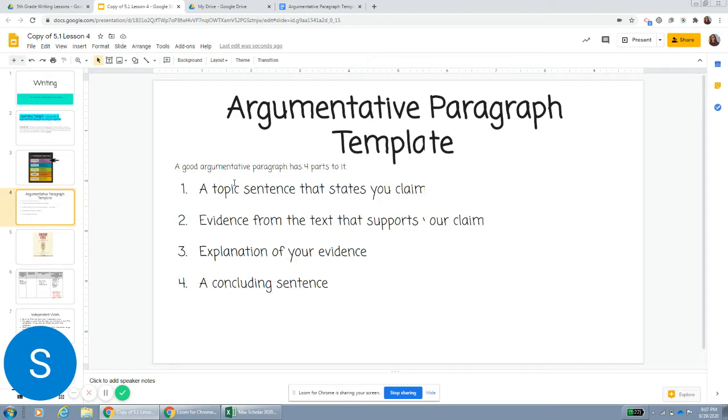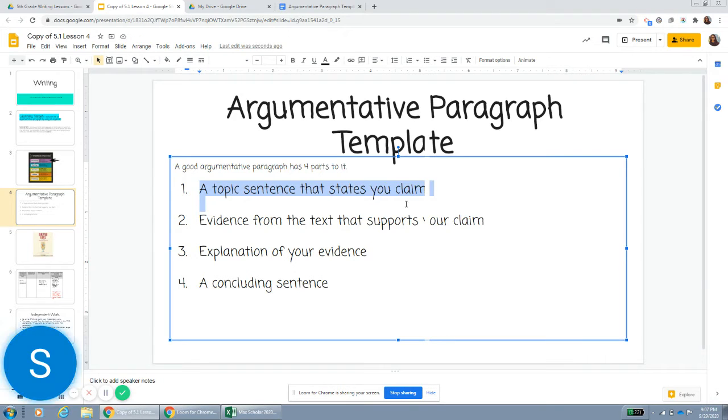It has 4 parts to it. The first part is a topic sentence that states your claim. The second part is evidence from the text that supports your claim. The third part is you explain your evidence in 1 or 2 sentences. And then finally, you have a concluding sentence. So in all, it becomes about 4 to 5 sentences, maybe 6, depending on how many pieces of evidence you want to find.